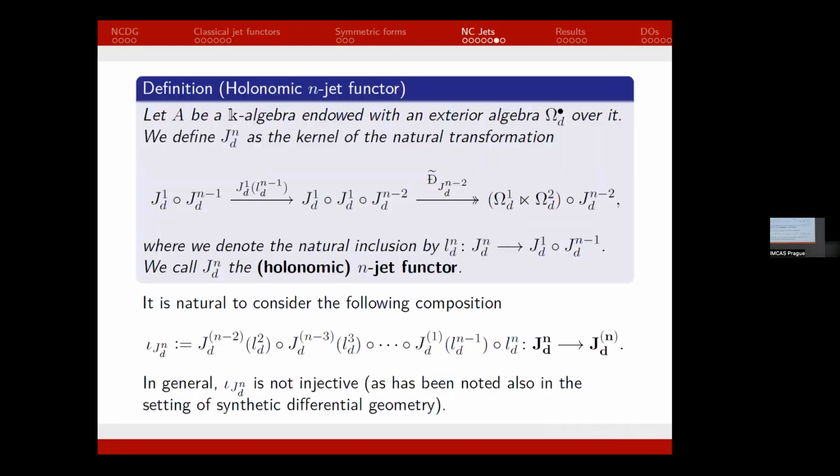Okay. Yes, we have a definition of higher jet as the kernel of that map. And if we compose the various inclusions of each jet into J1 of Jn-1, we get the map from holonomic jet to non-holonomic jet.